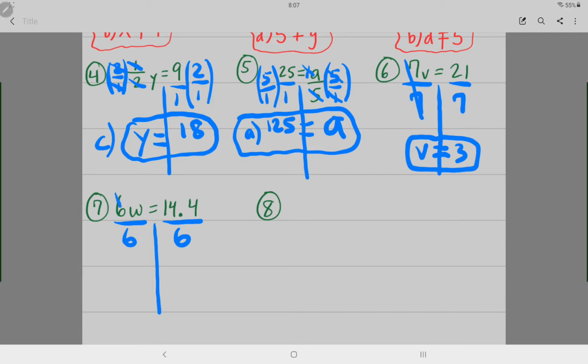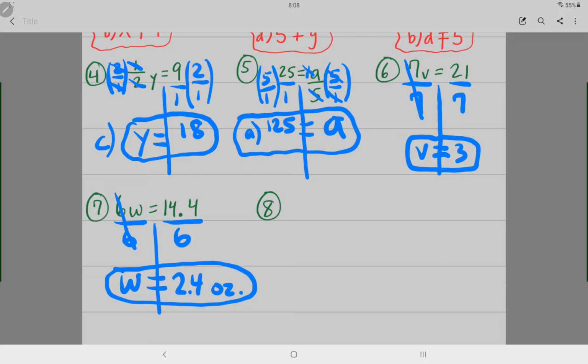Just cancel off your 6's. Bring down your letter W. Bring down your equal sign. And again, you can divide this if you're doing long division or calculator, either one. But 14.4 divided by 6 is going to give us 2.4. So our answer for this, the weight is 2.4 ounces.